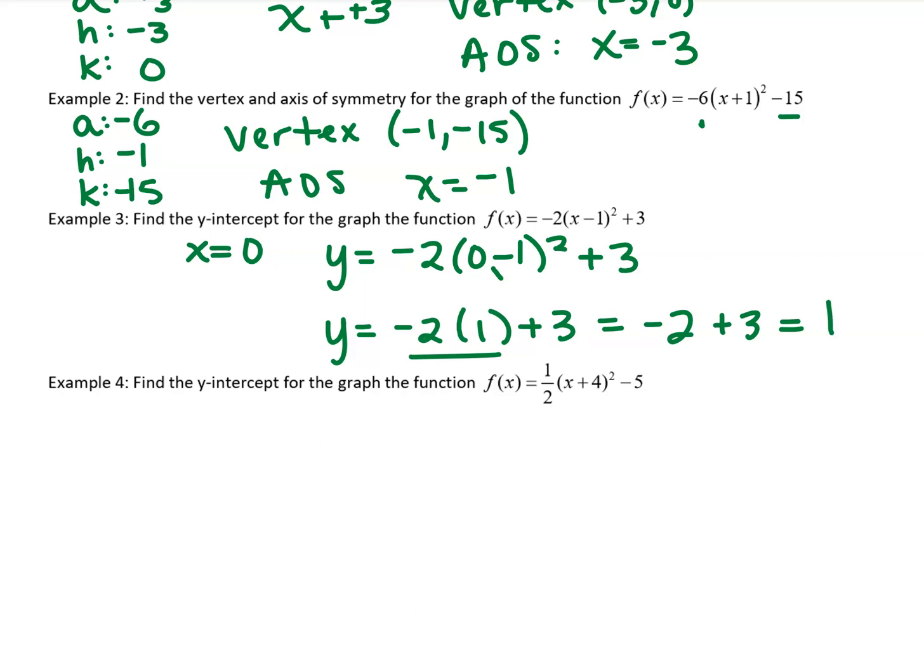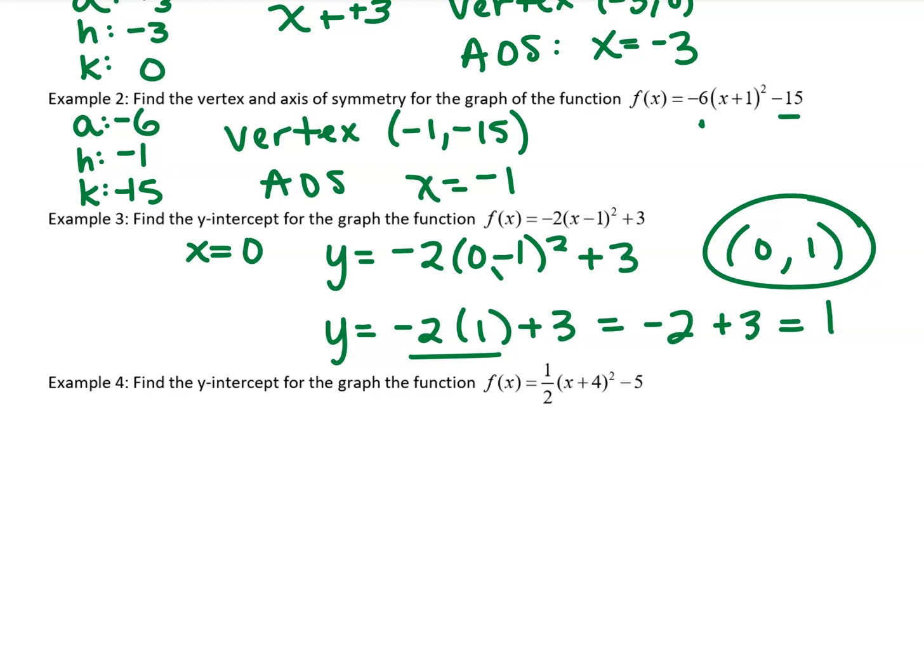Wait, I have a question. Is it 0 minus 1 is -1? Yes. Why is there a 1 in the front? Because I squared it. So we did 0 minus 1 is -1, and -1 squared is 1.